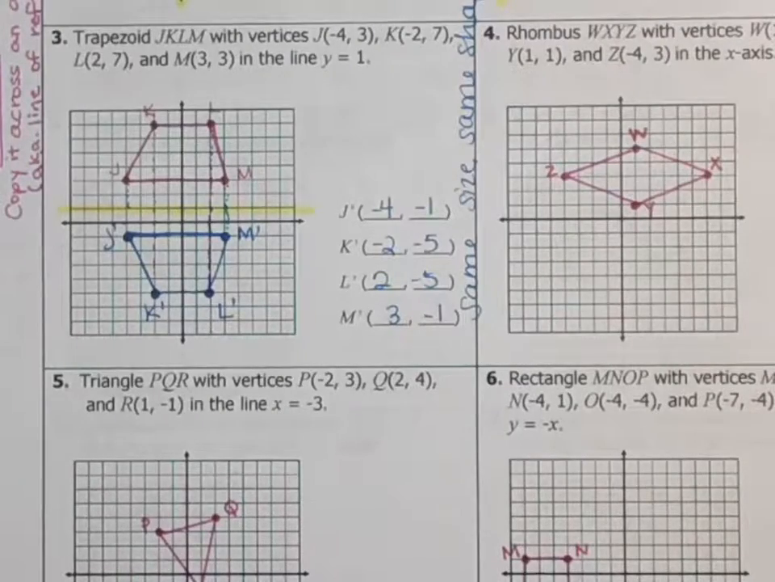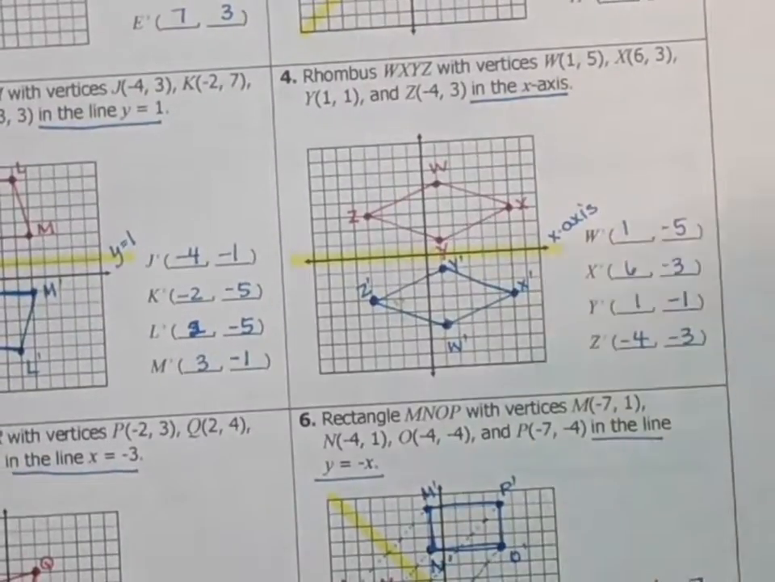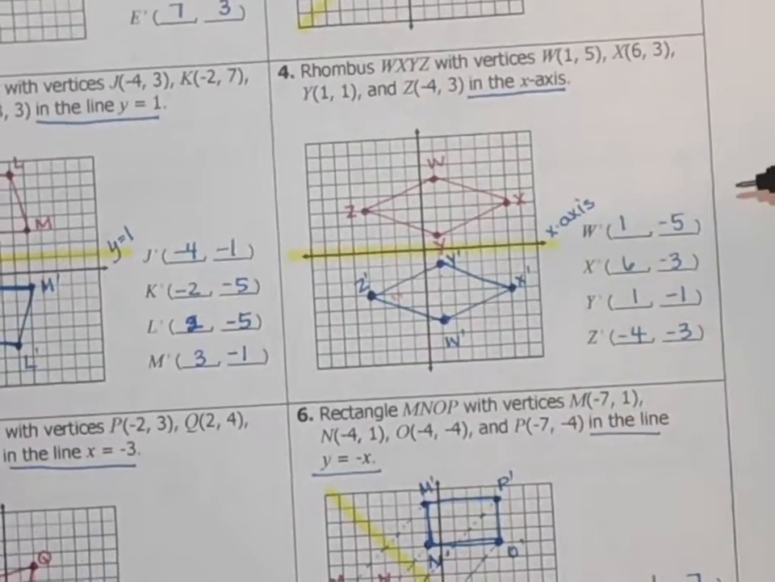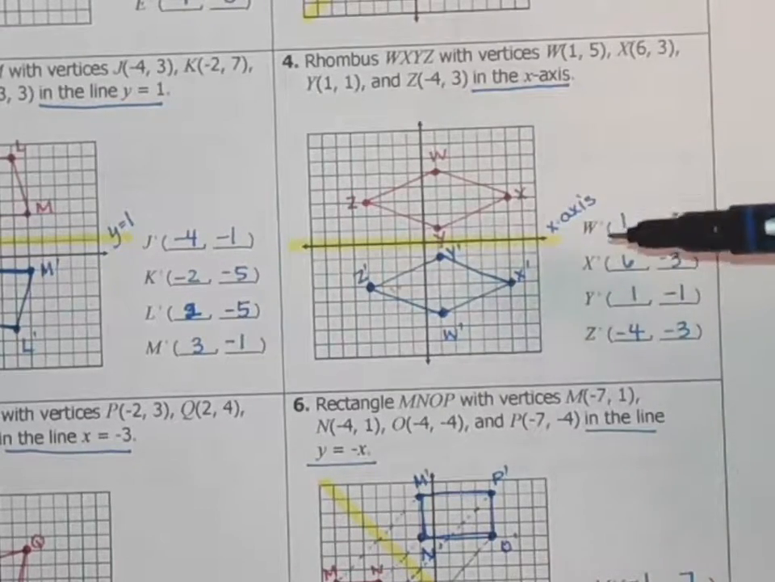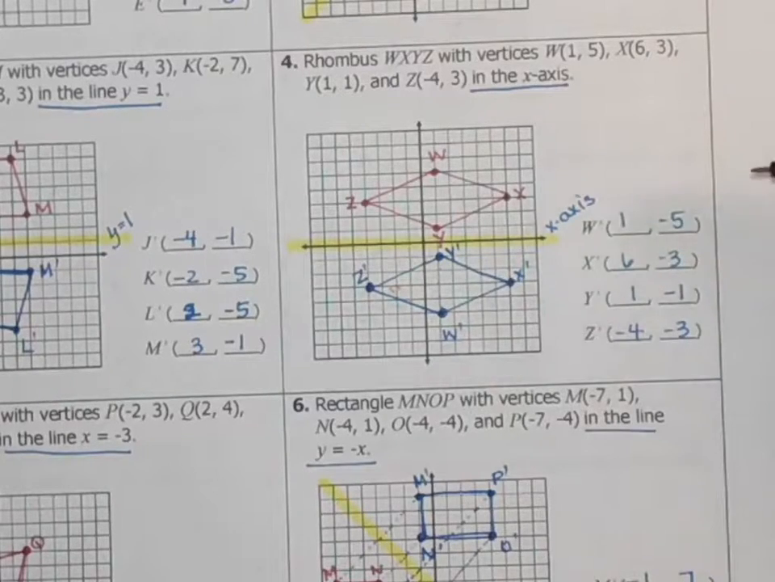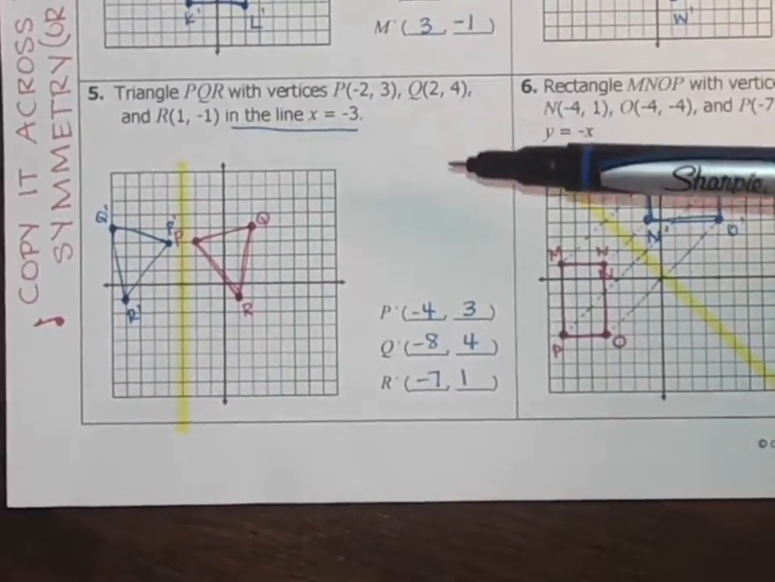Here is what the rest of your answers will look like for your reflections. If you have any questions about these, please don't hesitate to get in touch with me or with your math teacher if I'm not your math teacher. All right, so here's what this should look like. Remember, it's okay if you want to label that x-axis, that's perfectly fine. And here are your new prime points, all right? And here's 6 and 7, or 5 and 6 rather.